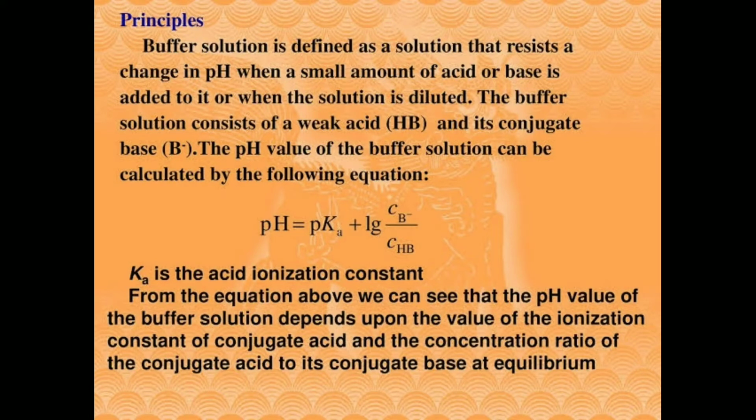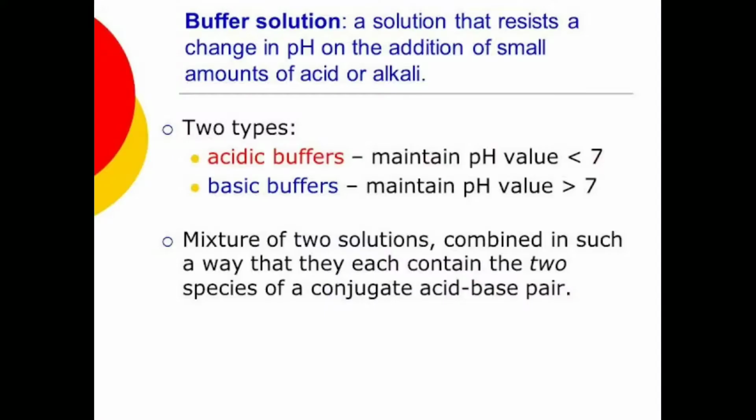The buffer solution consists of a weak acid HB and its conjugate base denoted B-. The pH value of a buffer solution can be calculated from the equation. In this equation we can see that the pH value of a buffer solution depends upon the ionization constant of the conjugate acid and the concentration ratio of the conjugate acid to its conjugate base at equilibrium.